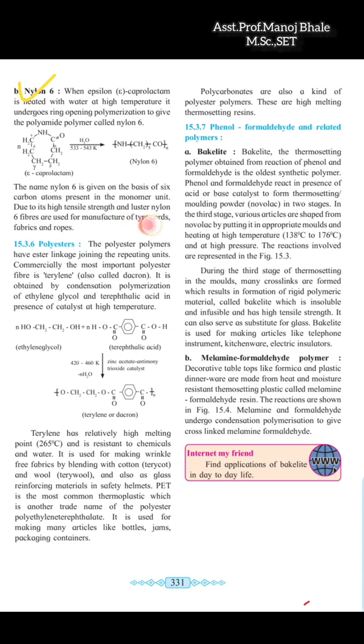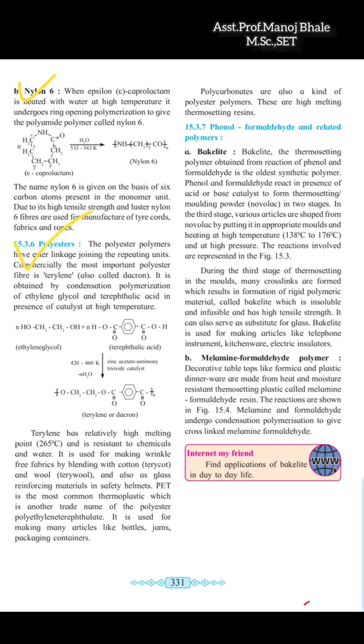The name nylon 6 is given on the basis of the 6 carbon atoms present in the monomer. So in this structure, or in this monomer, how many carbons are there? There are a total of 6 carbons. That's why we write nylon 6, because in this monomer there are only 6 carbons. Nylon 6 has high tensile strength and luster, and its fibers are used for making tire cord, fabrics and ropes. Nylon 6 and nylon 66 have near about similar uses.